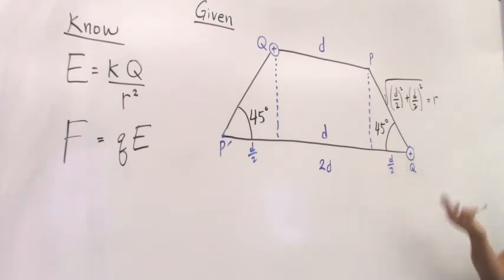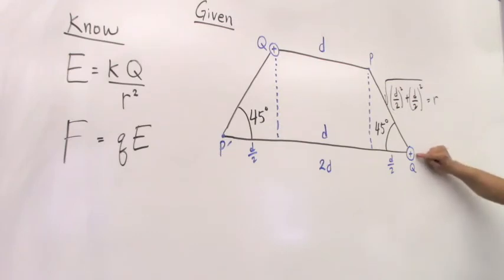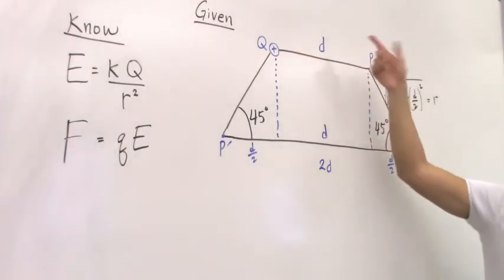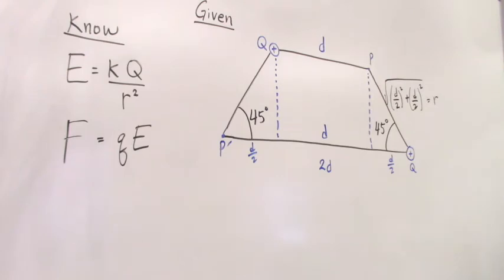Right? I have a 45-45-90 triangle, so that means the height right there is d over 2. I'm sure you guys can see that. That's my r, the distance point P is away from this charge Q. The distance point P is away from this charge Q is d. Okay? All right, so let's put it together now.